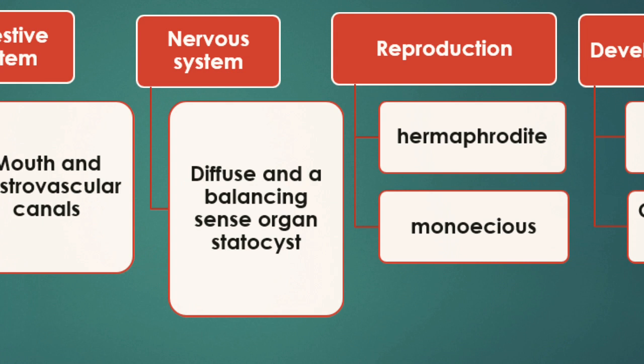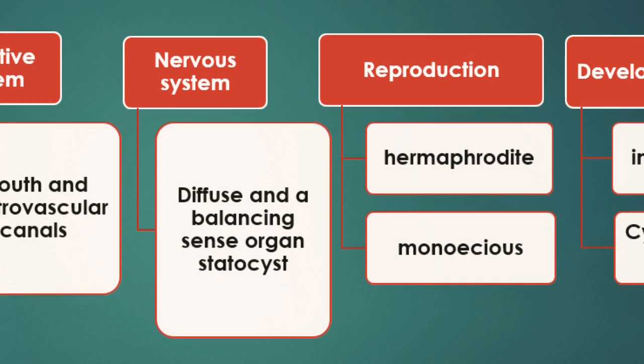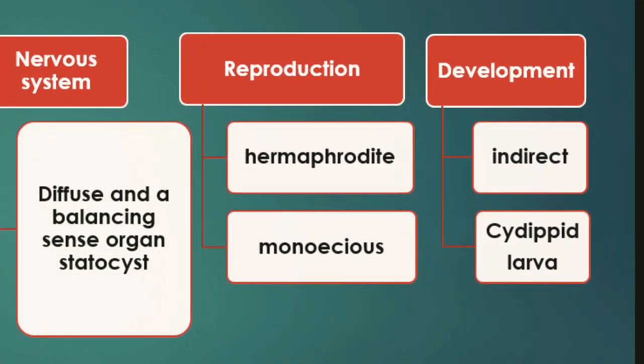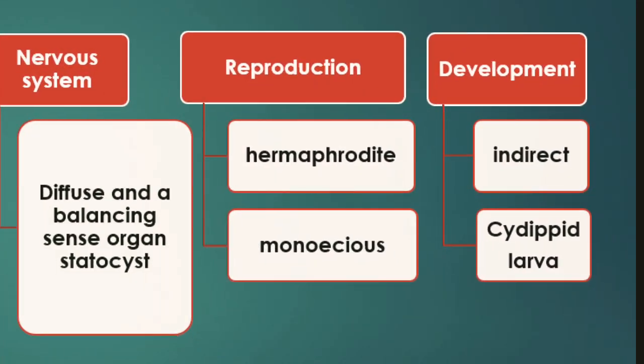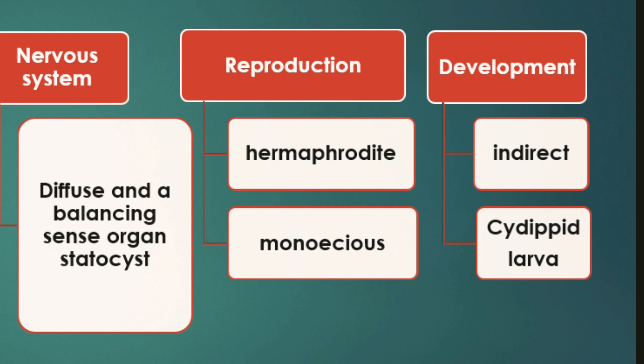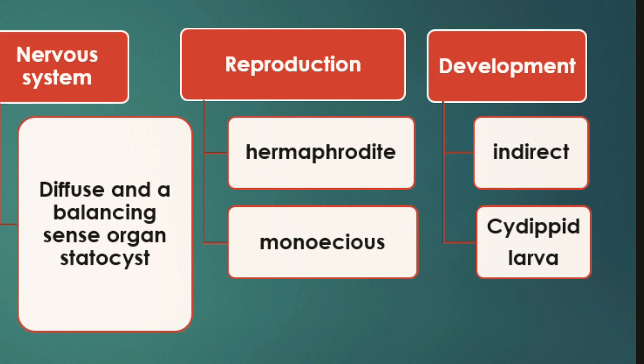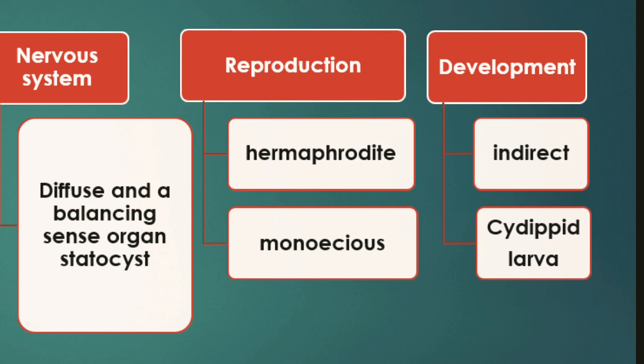Monoecious means you can't differentiate the animal into male and female, both sexes are present in a single body, sexes are not separate. Now coming to the development, same as cnidarians, their development is not direct, it is indirect. In cnidarians it is through planula larva, here development is through cydippid larva.